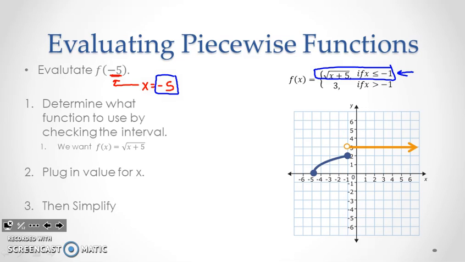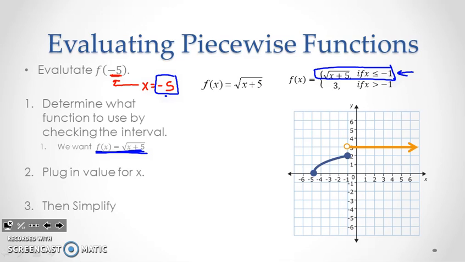Okay, so down below it says determine what function to use by checking the interval. Well, we need to use f of x equals the square root of x plus 5. Again, how did I know that? -5 is less than or equal to -1. So that means that I need to use my f of x equals square root of x plus 5.